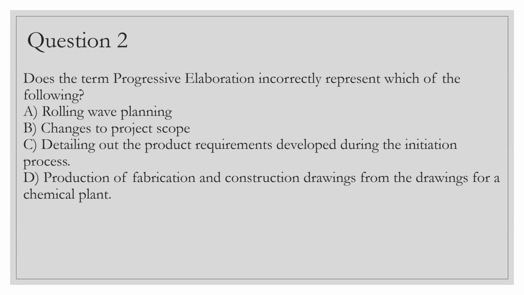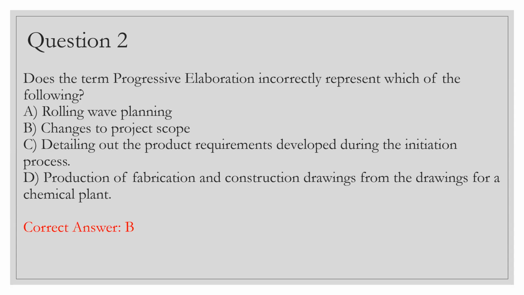Progressive elaboration is more or less like what you do in Agile. Here it says rolling wave planning, changes to project scope, detailing out the product requirements developed during the initiation process, and production of fabrication and construction drawings from the drawings for a chemical plant. Which of these incorrectly represents progressive elaboration? The correct answer is B, because changes to project scope is the incorrect representation of the term progressive elaboration.